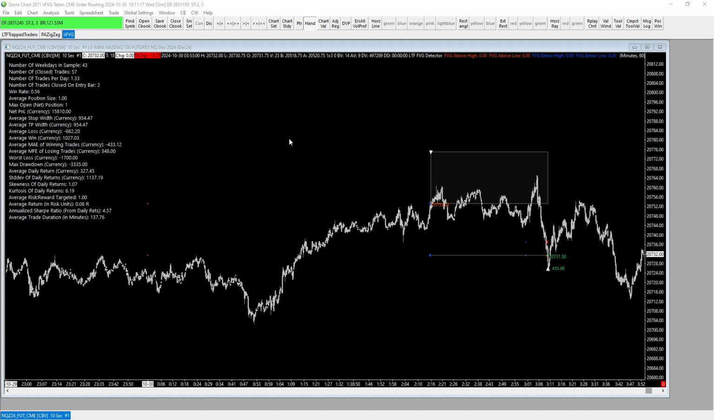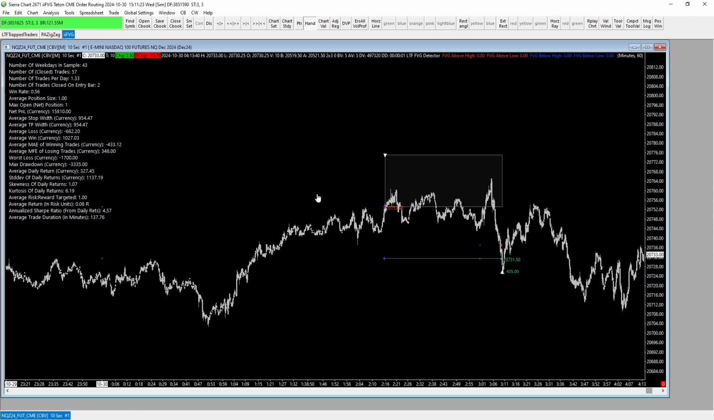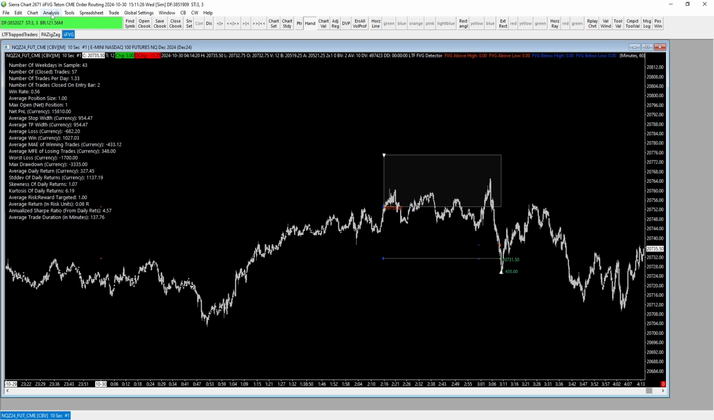Guys, I wanted to make a quick video here going over something that we talked about a bit in the last office hours, but I needed another study to be made to implement what we were looking at there as far as fading an inverse fair value gap. I have it here as the IFVG, an inverse fair value gap.